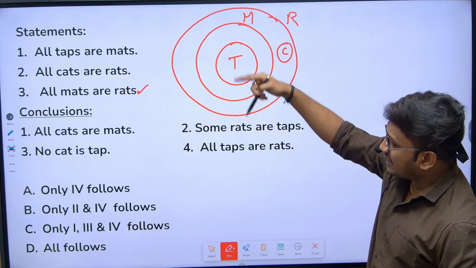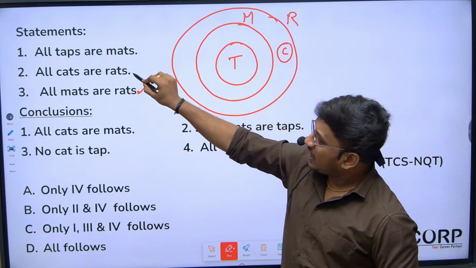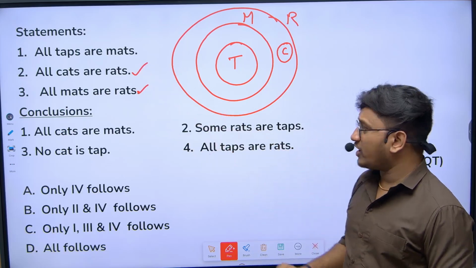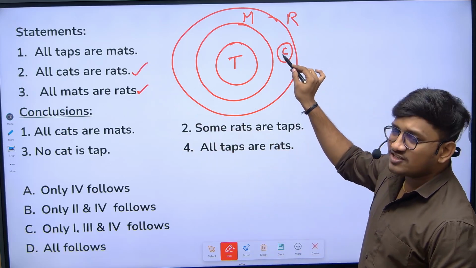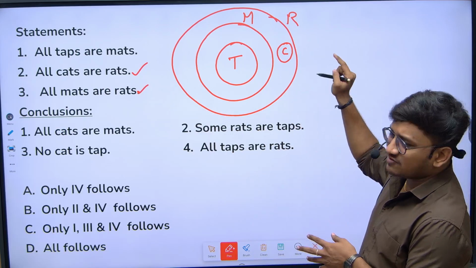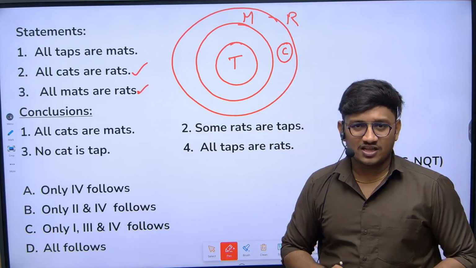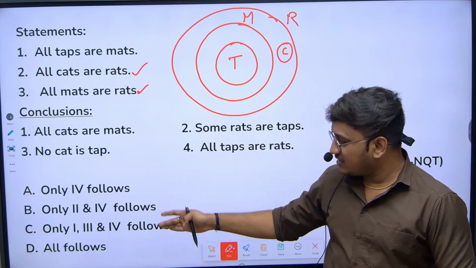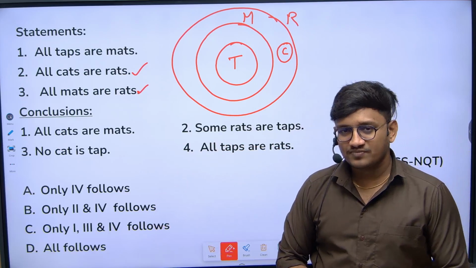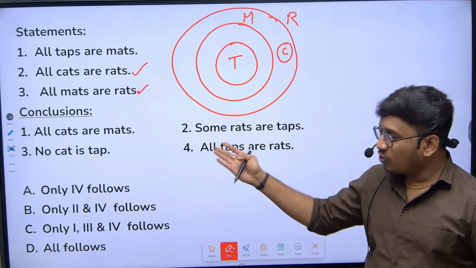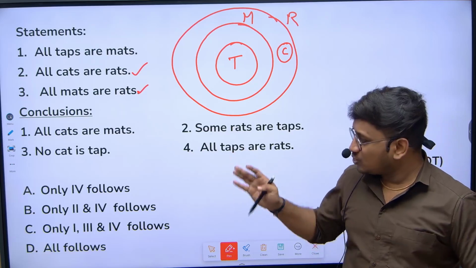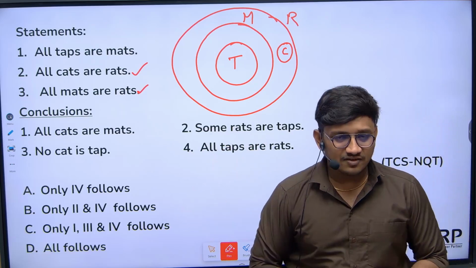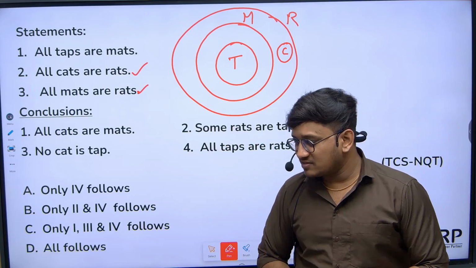All mats are inside rats, and all cats are also inside rats. Obviously I'm just drawing this small circle. If you want, you can draw a big circle as well by touching the remaining circles. Now can you guess which answer will be correct? Here there are 4 different options, because we have a total of 4 conclusions to be cross checked. So cross check it and post which answer will be correct according to your understanding and analysis.